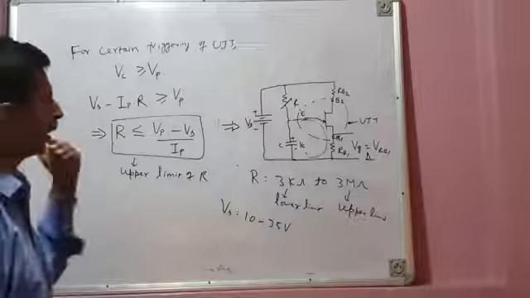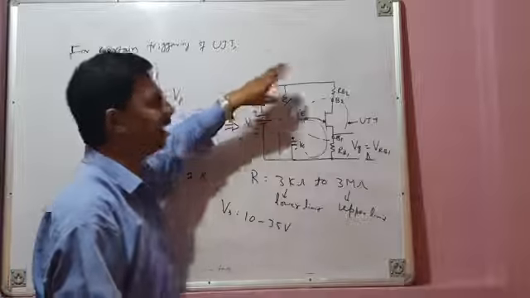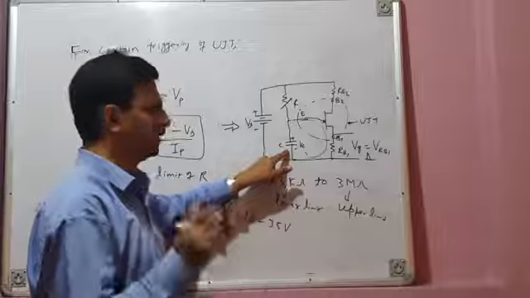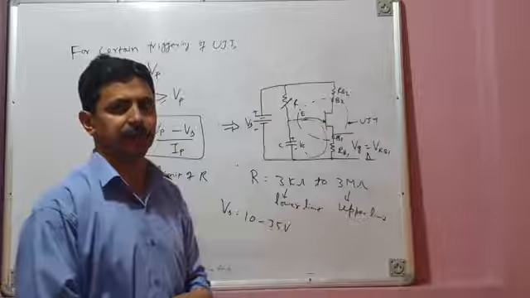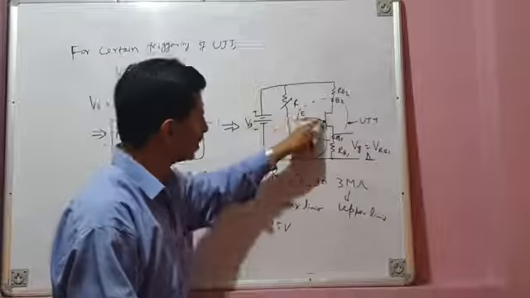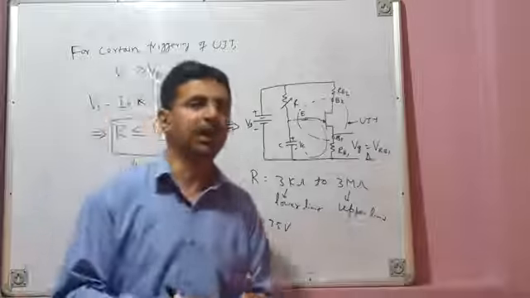How to get the lower limit of resistance? The lower limit is, say, if this R is very, very small, then no doubt VC will always reach the peak point voltage. It will fire your UJT. But when the UJT is fired, this capacitor discharges here. When it discharges, the capacitor voltage should go to the valley point voltage.